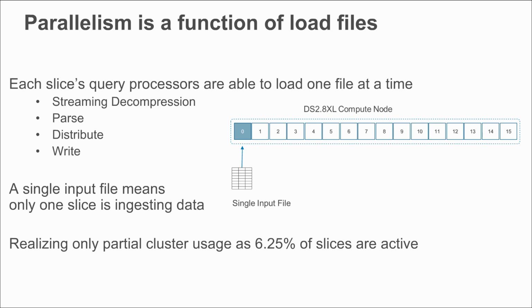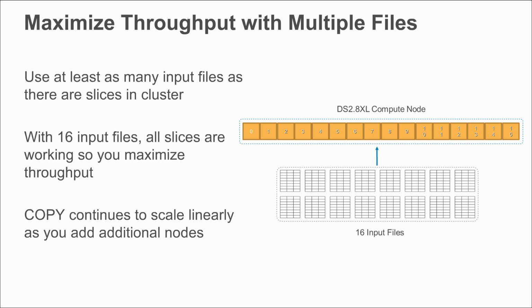So in this example here, we have a node with 16 slices loading one file. During this operation, only 1/16 of the cluster is active, and 15 of 16 slices are sitting idle with no file to load. So the simple recommendation here is to always load a number of files equivalent to the number of slices in the cluster. And this ensures that the slices are fully saturated and is necessary in order to reach maximum throughput for data ingestion.